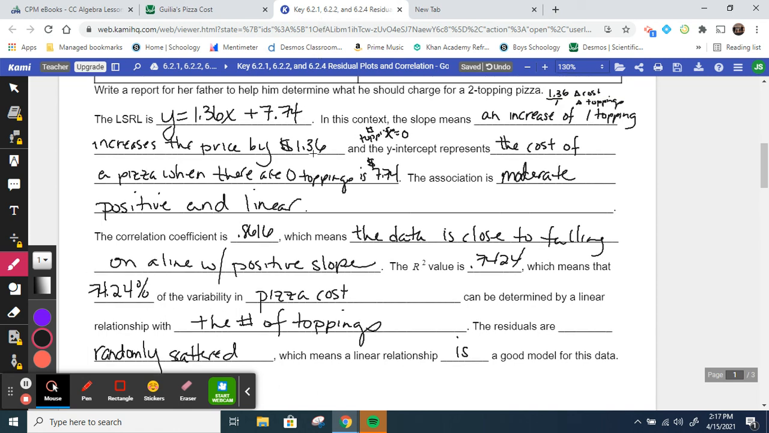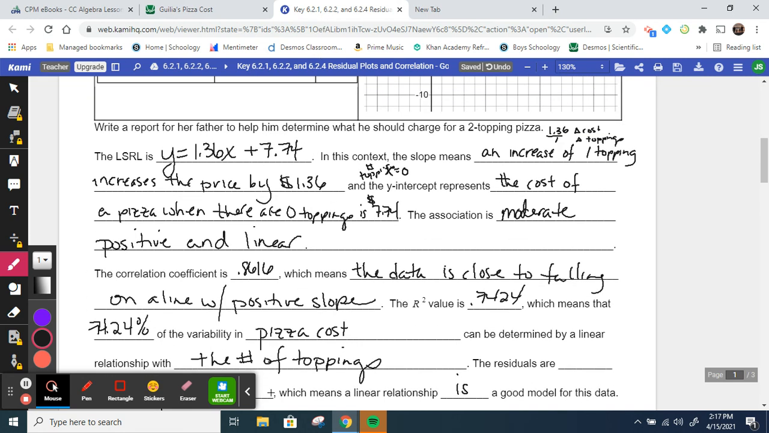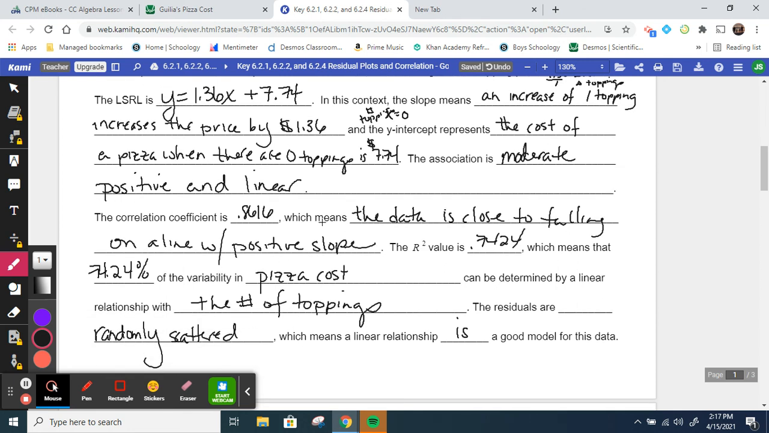All right, and being able to write this report here is our end goal, to be able to write a report like that about any given set of data.